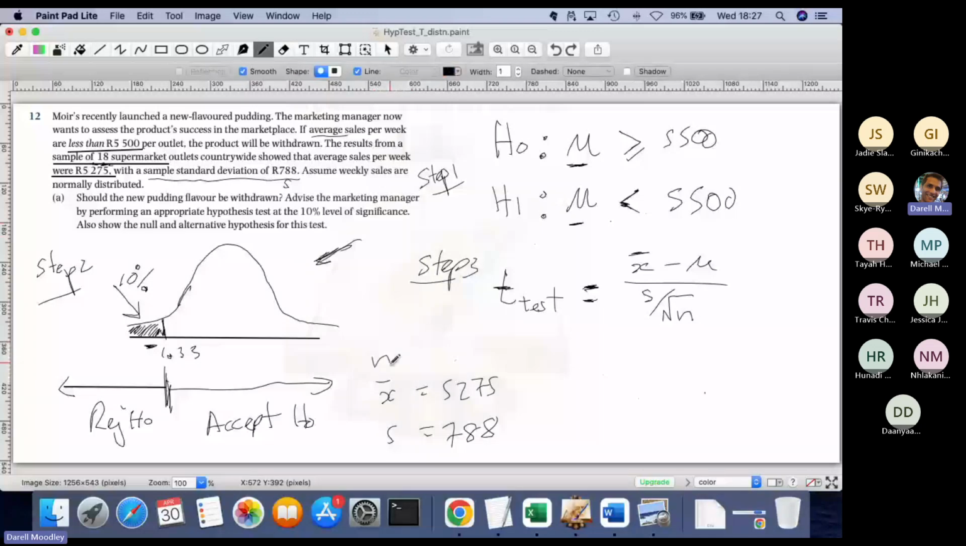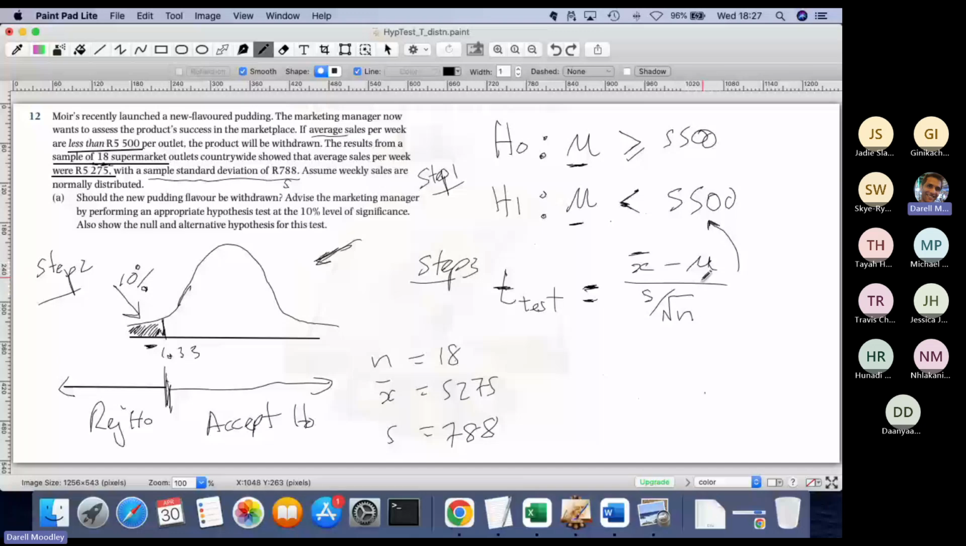N is 18. All right, so you have N, x bar, S. The only thing you need is mu. And mu is simply what is in your step one. What is mu? 5,500. All right, so that's your mu. So you have everything you need to plug into this formula.